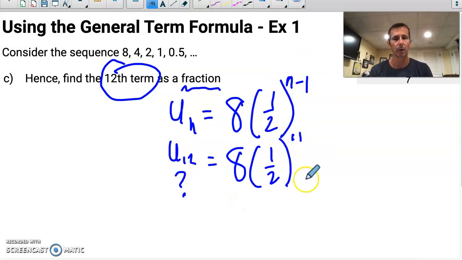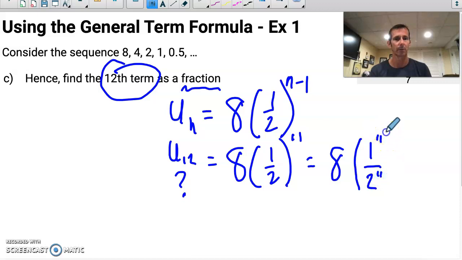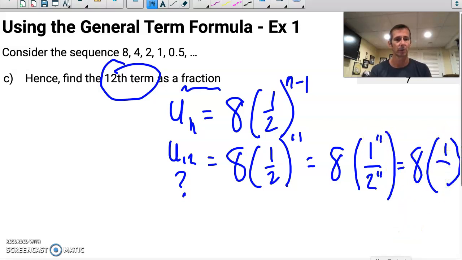Now, I don't know what 1/2 to the 11th is, but I want it as a fraction, so that means this exponent gets applied to both the numerator and denominator. So I do know what 1 to the 11th is. I don't know off the top of my head what 2 to the 11th is, so I'm going to have to figure that out. But this is just 1.